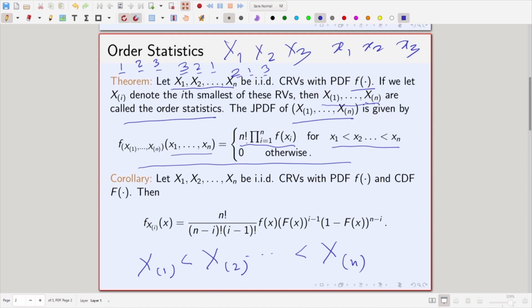That is important. That is why you get this n factorial, because when will these X1, X2, Xn take these values little x1 up to little xn?